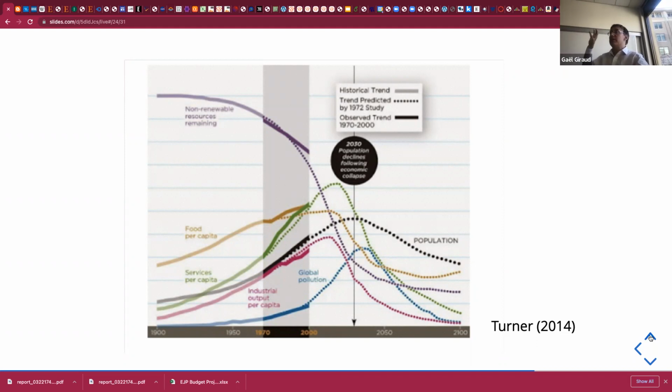Now, in 2008, and then again in 2014 at Harvard, a physicist from Australia, whose name is Graham Turner, backtested the scenarios of Meadows, saying, well, we are now 30 years later, we can check whether one of the scenarios was correct. So he did this backtesting.